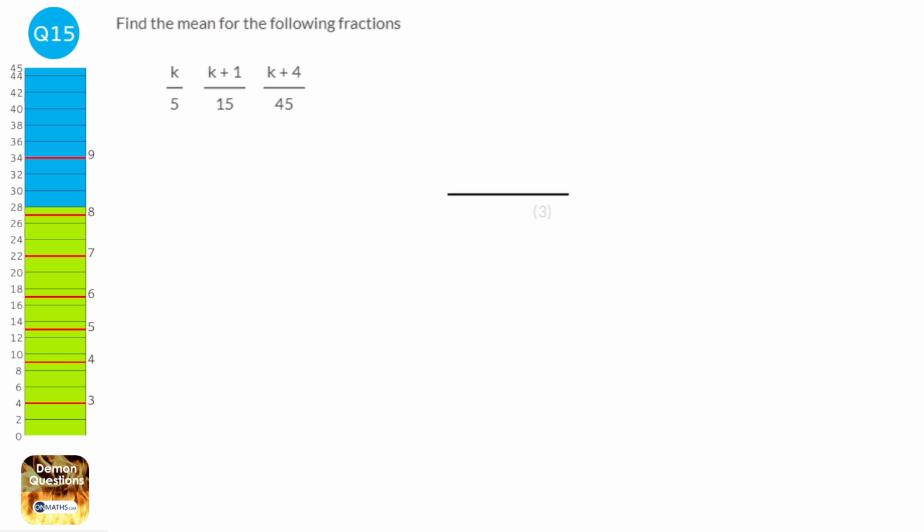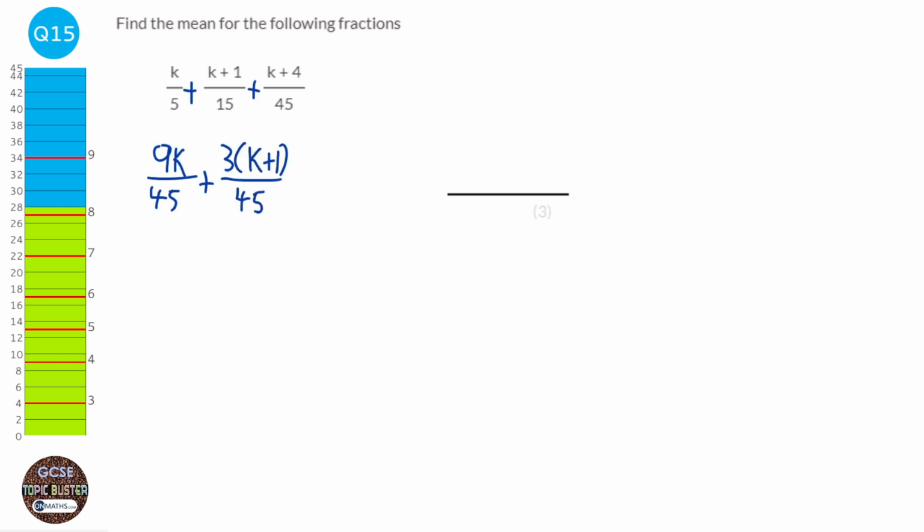So when we find the mean of something, we add the elements together and we divide them by the amount of elements. So here we've got 3 elements. So what we're going to do is add these together and then divide by 3. Now the problem is that the denominators are not the same, so we can't add them yet. But they're all factors of 45. So we're going to times top and bottom of the first one by 9. So we end up with 9k over 45. Times top and bottom by 3, and so it would be 3 brackets k plus 1 over 45, and the last one is over 45, so we don't need to do anything for that.